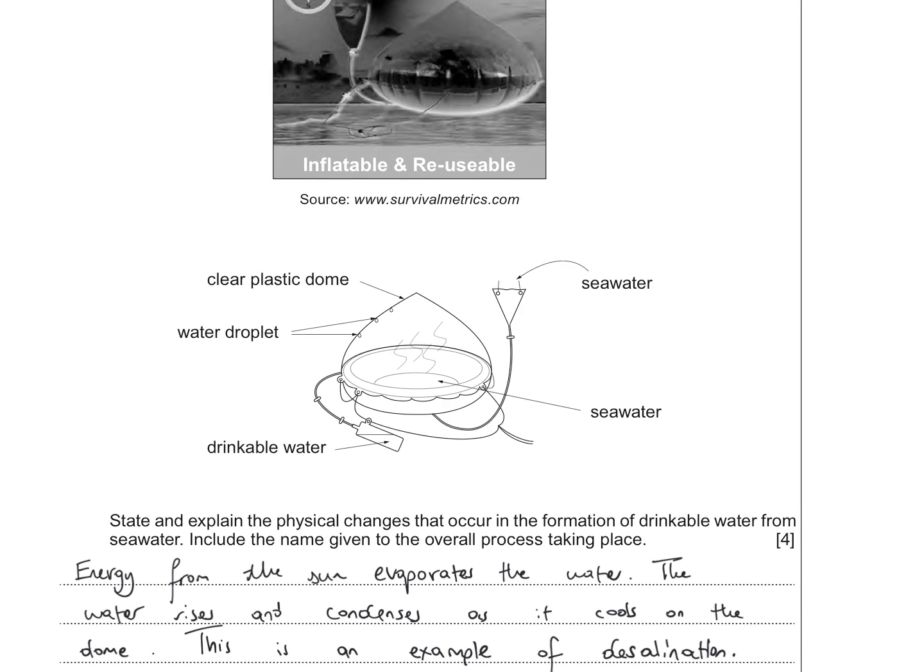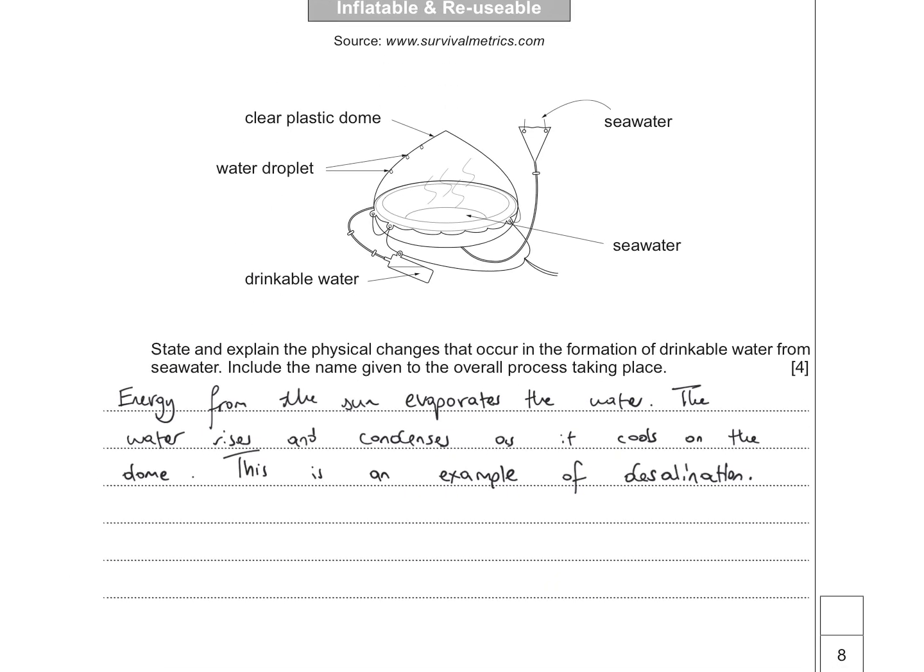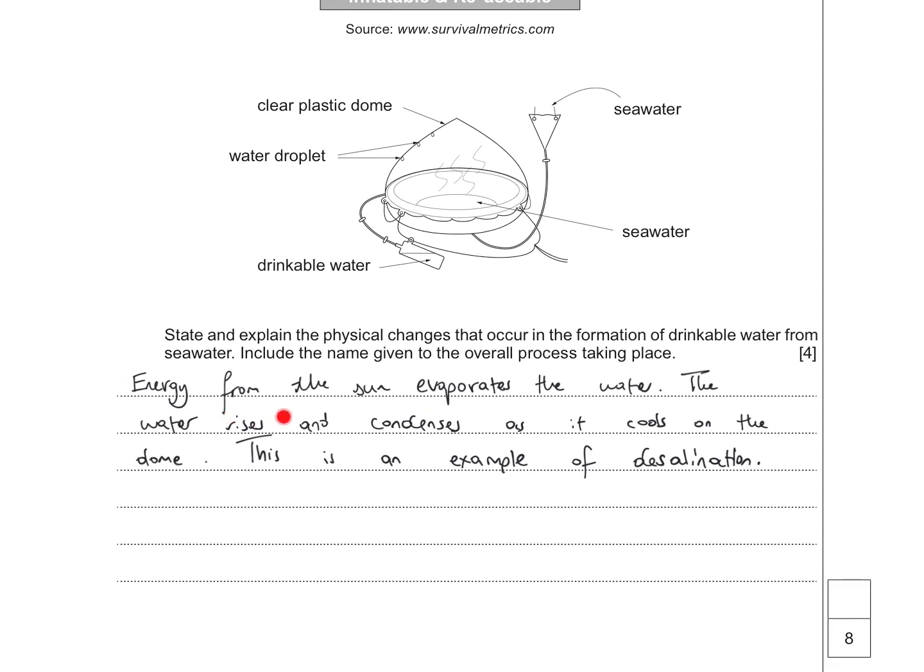So we're looking at here, they're asking us about how can we separate solids through evaporation. So we've got energy from the sun evaporates the water, it rises and condenses as it cools on the dome. This is an example of desalination.